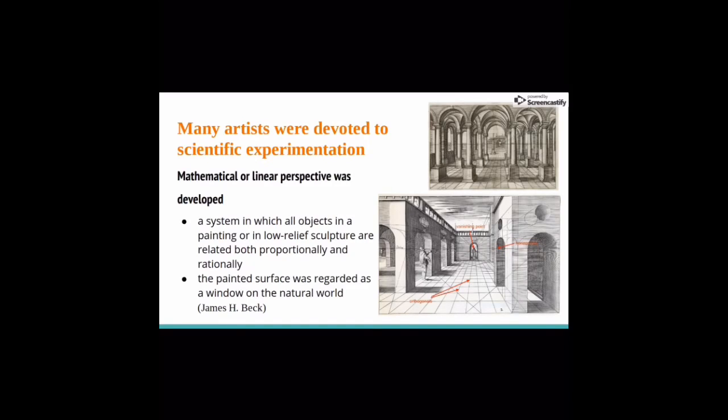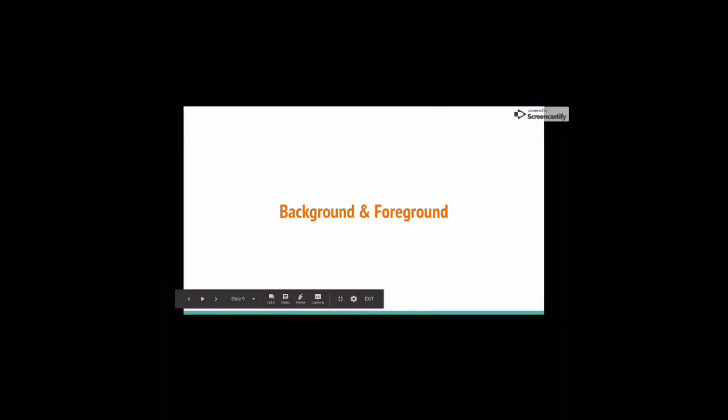Many artists use science and mathematics to paint their paintings. Artists would have to make sure everything was proportional. The foreground of a composition is the visual plane that appears closest to the viewer, while the background is the plane in a composition perceived furthest from the viewer.